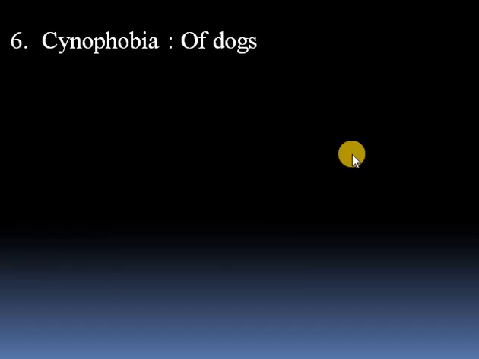Next one is cynophobia. The first part of this word, cyno, is related to dogs. We know the word cynology, that is the study of dogs. We know the term felis. Felis is related to cats, lions, this kind of animals. Similarly, cyno is related to dogs. So, cynophobia is the fear of dogs.